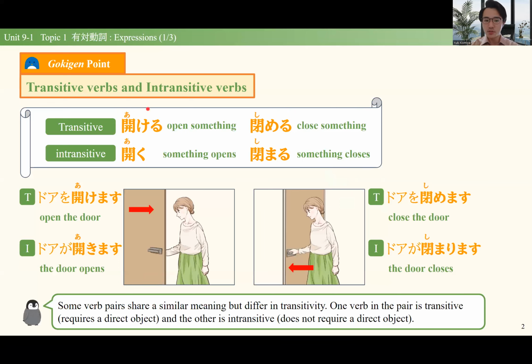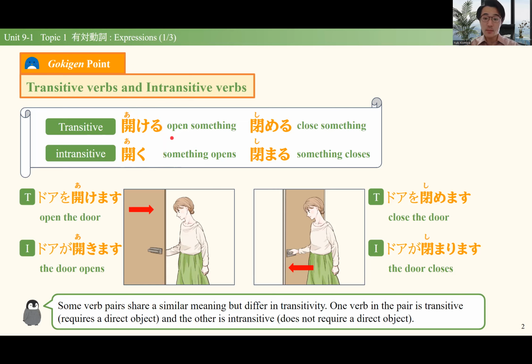Think about these two very similar verbs, akeru and aku. So akeru means you open something, like somebody opens something. But aku is something opens, like the door opens or the lid opens, things like that. So this is the difference between transitive and intransitive.